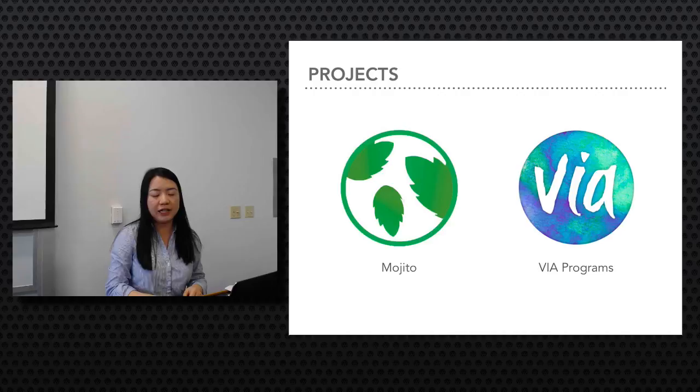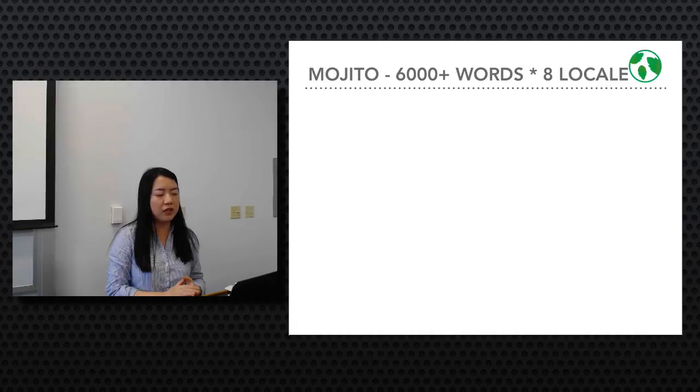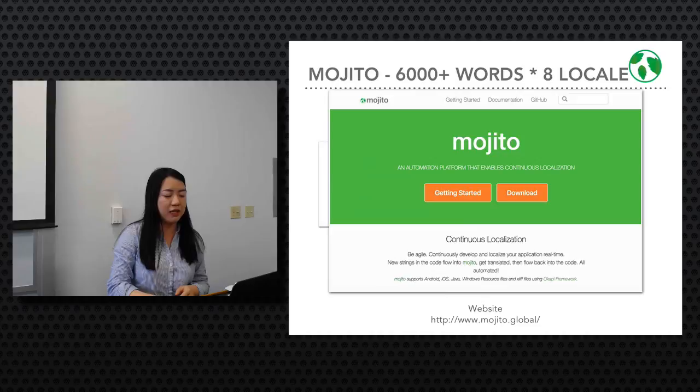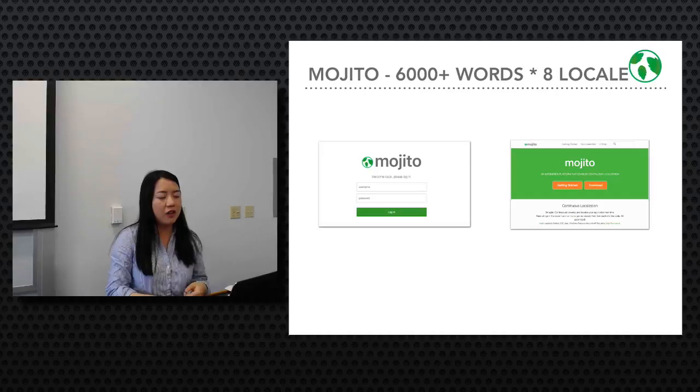Both projects have a word count of over 6,000 words. For Mojito, they have two products: one is the web app and the other is the website. The development team of Box has already localized the web app into four languages. So what we actually do is add more languages into the web app.